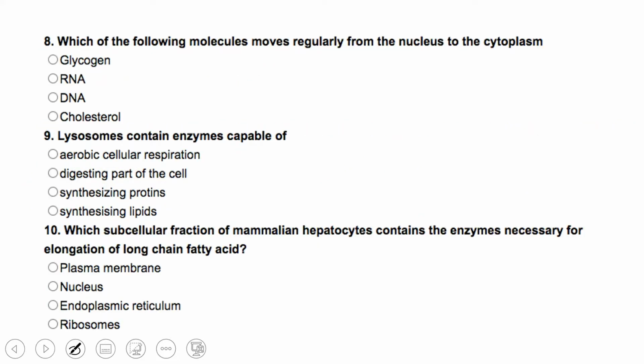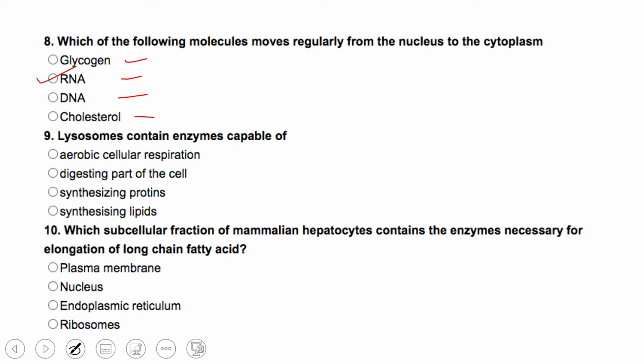Now, which of the following molecules moves regularly from the nucleus to the cytoplasm? What moves from the nucleus to the cytoplasm? This is a very easy question. Is it glycogen? Is it RNA? Is it DNA or cholesterol?